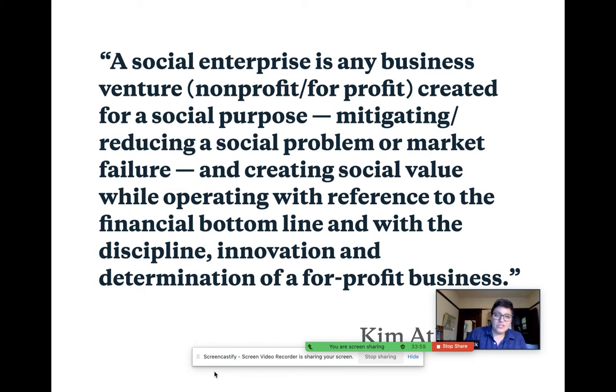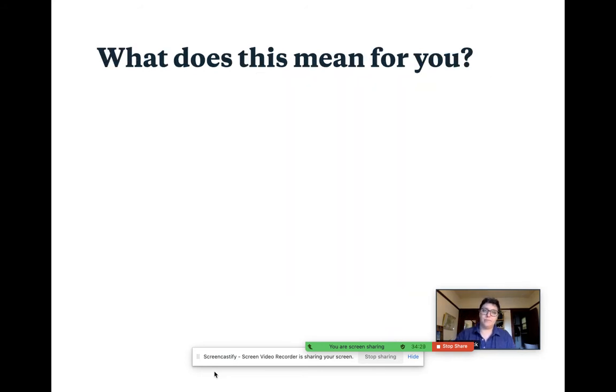So I like to use this quote: a social enterprise is any business venture, nonprofit or for-profit, created for a social purpose, mitigating or reducing a social problem or market failure, and creating social value while operating with reference to the financial bottom line and with discipline, innovation, and determination of a for-profit business. So again, taking those kind of mindsets and tenets of entrepreneurship and applying it to a social problem and creating social value. So what does this mean for you?